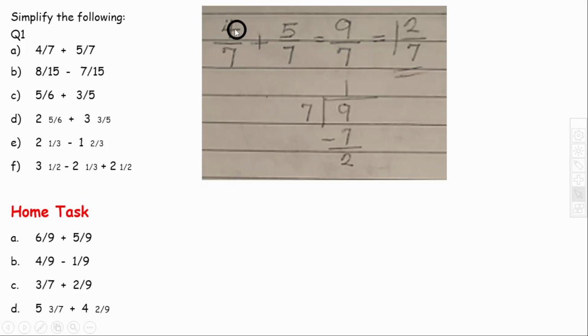common denominator. So what do? We just simply add the numerators together. 4 plus 5 is 9. So we have 9 all over what?